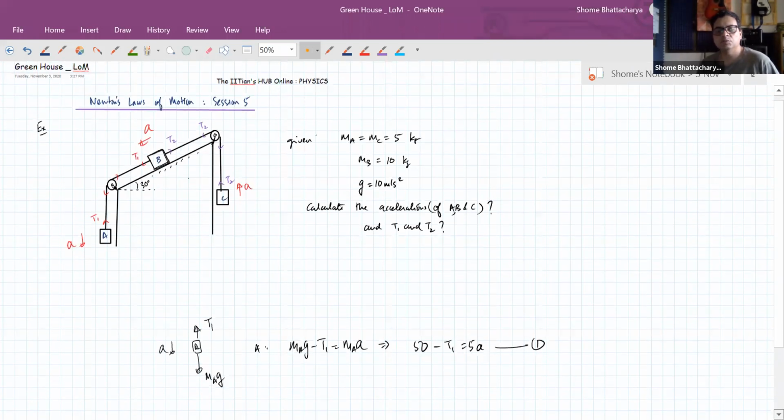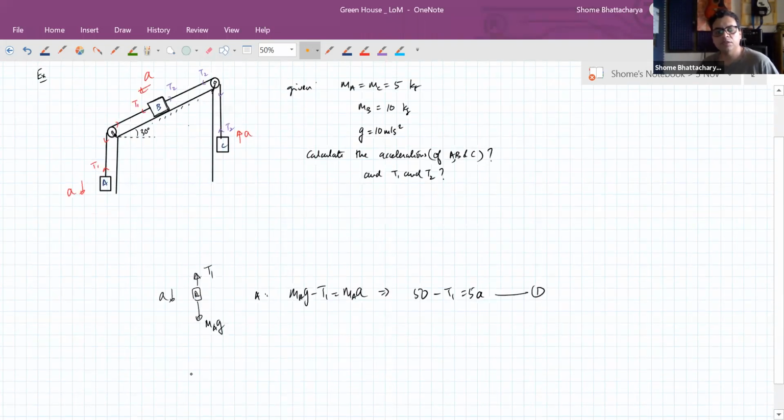Now similarly, you make the free body diagram for the block B. Now block B is a little bit more complicated. You'll have to resolve the weight. So this will be weight's cos component. This will be weight's sine component. That to B is weight. Then there is one tension which is acting down the inclined plane, T1, another tension that is acting up the inclined plane, T2, and of course there is the normal reaction.